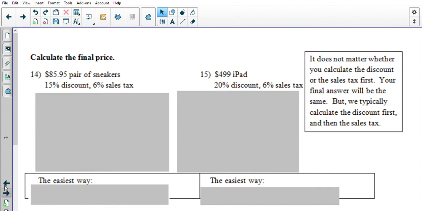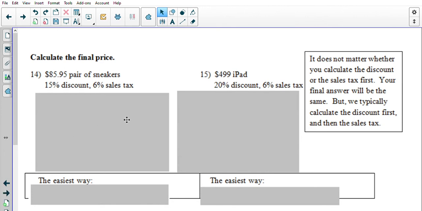So I'm going to show you basically using method 2 here. Method 1 can get really complicated here really fast. So method 2, I definitely suggest you use when you have both discount and sales tax. So let's look at number 14. We've got $85.95 for a pair of sneakers. We've got a 15% discount and 6% sales tax.